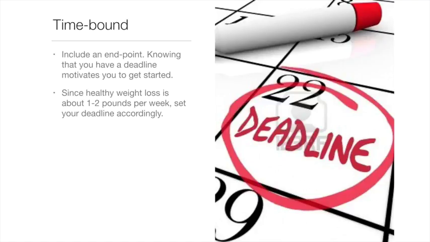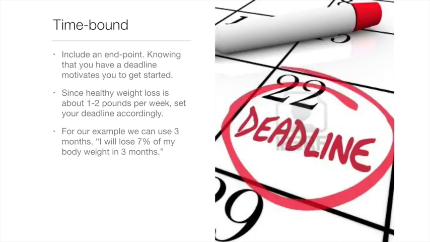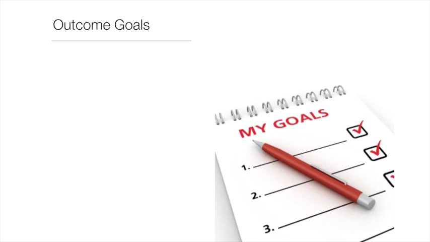If you want to lose 20 pounds, you won't be able to do that in 1 month. It's simply not possible, and then if you are able to do it, you've probably really stressed out your body and done it in a really unhealthy way. So be realistic and set a deadline that makes sense. So back to our example, let's say we use 3 months. I will lose 7% of my body weight in 3 months. It needs to make sense to you, and it needs to make sense scientifically as well, basically.